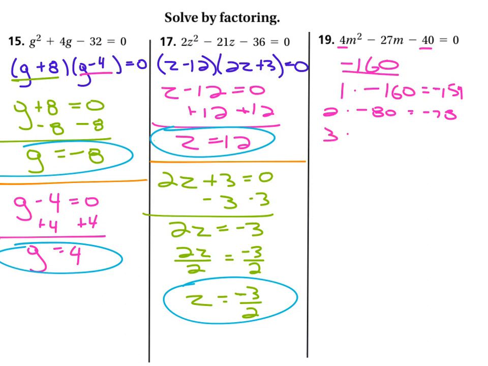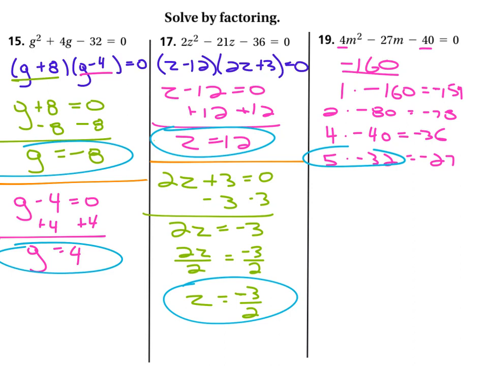3 times, nope, not 3 times anything. 4 times, yep, 4 times negative 40. That's what we just multiplied together to get it. Those add up to negative 36. 5 times anything? Yeah, it's a multiple of 5, ends in 0. So times negative 32. And we add those together, we get negative 27. Those are the numbers that we're looking for. Super. 5 and negative 32.